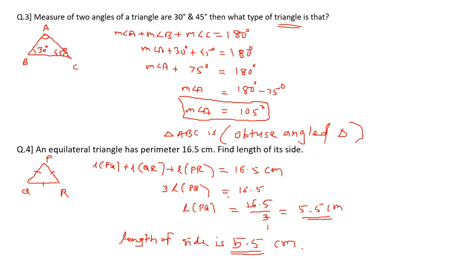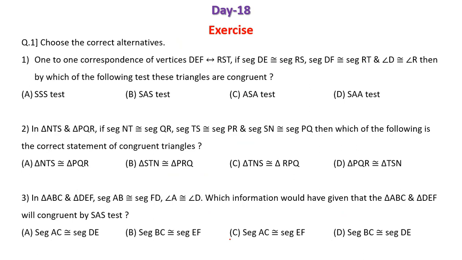3 into side is equal to 16.5 centimeter. So side is equal to 16.5 divided by 3, and actually side is equal to 5.5 centimeter. We can solve in this way also. So next one. Now look towards day 18.